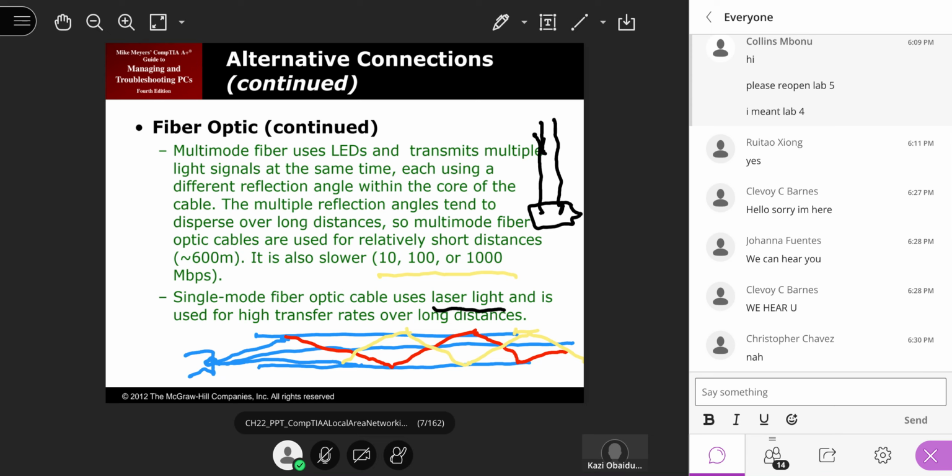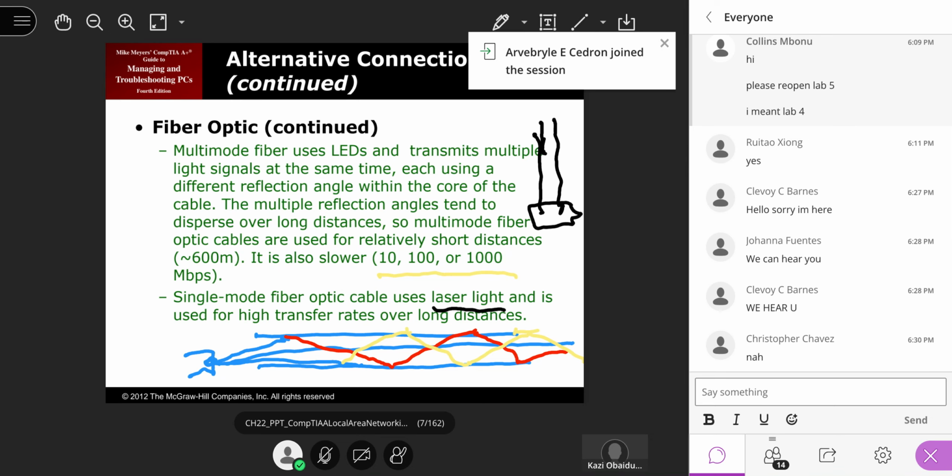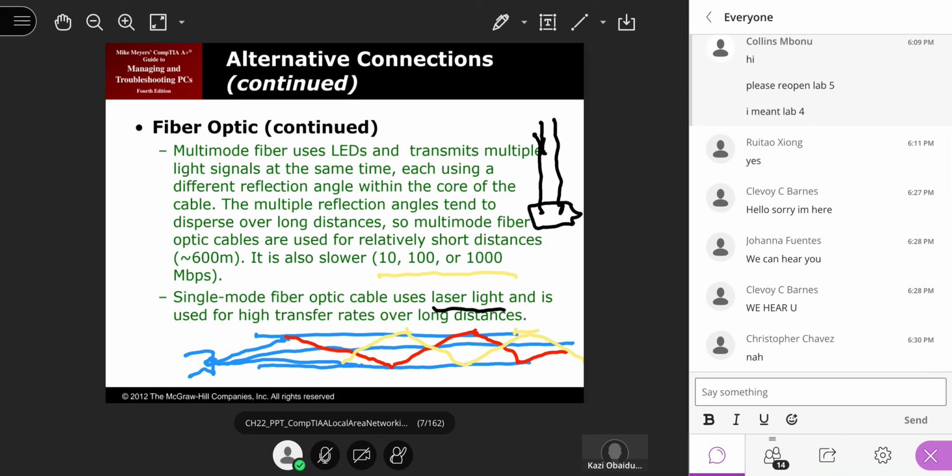That is why single mode, and that single mode we use for the long distance. For very far, longer distance, single mode. Okay, wonderful.